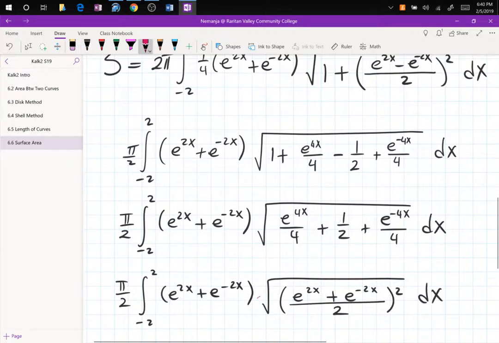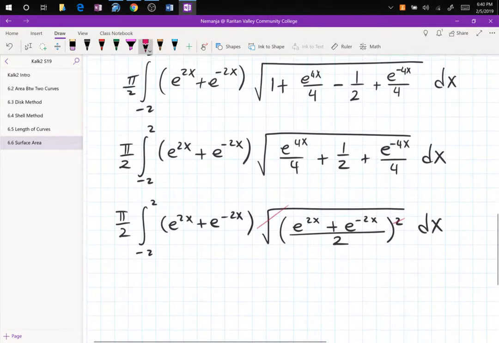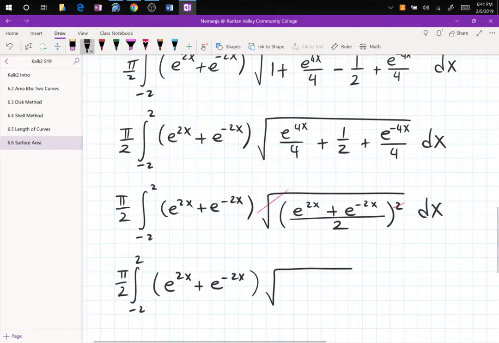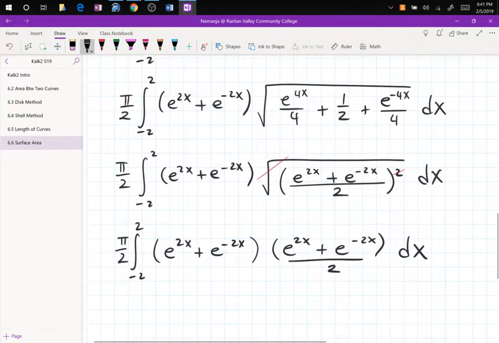This is where the square root and the square die, and we have pi over 2 integral negative 2 to 2 of (e to the 2x plus e to the negative 2x) with the square root of, no, the square root is gone, I lied, of (e to the 2x plus e to the negative 2x) divided by 2, dx.